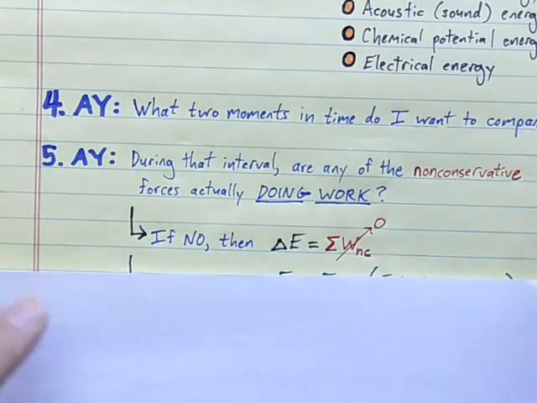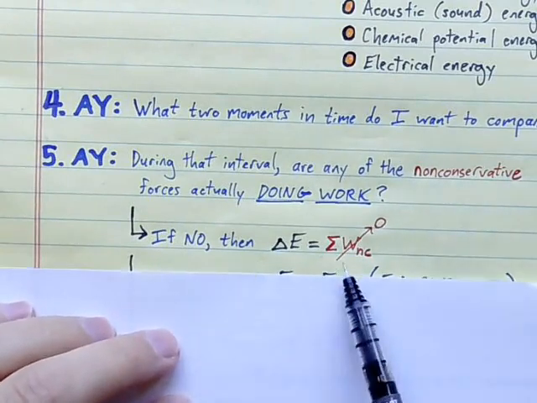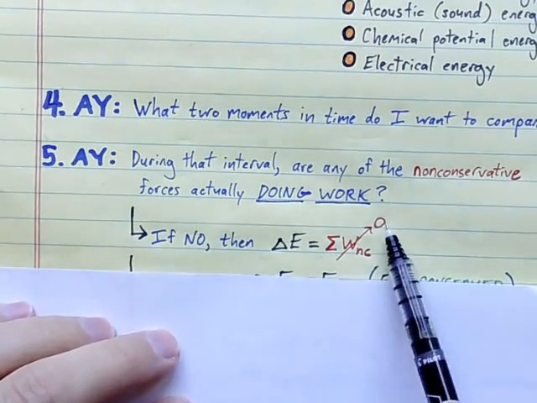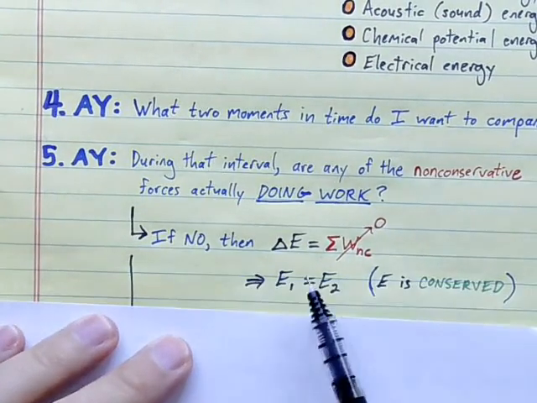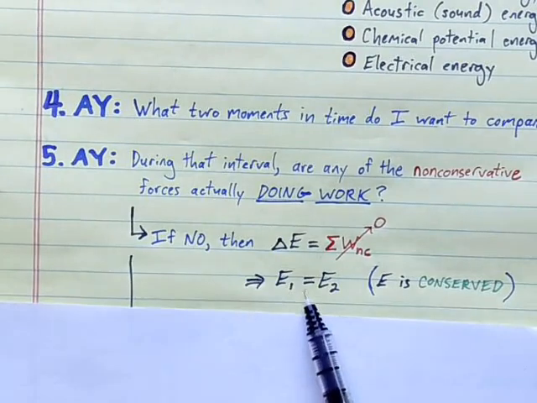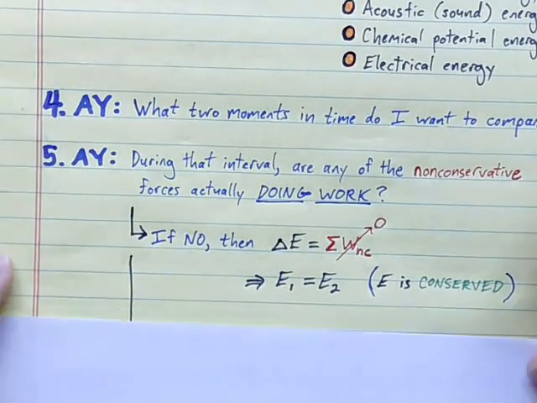If the answer is no, if none of the non-conservative forces are doing any work, that means the net work done by non-conservative forces is zero, so the change in mechanical energy is zero, and we would say the mechanical energy at your moment 1 equals the mechanical energy at your moment 2, and the mechanical energy of the system is being conserved from moment 1 to moment 2.